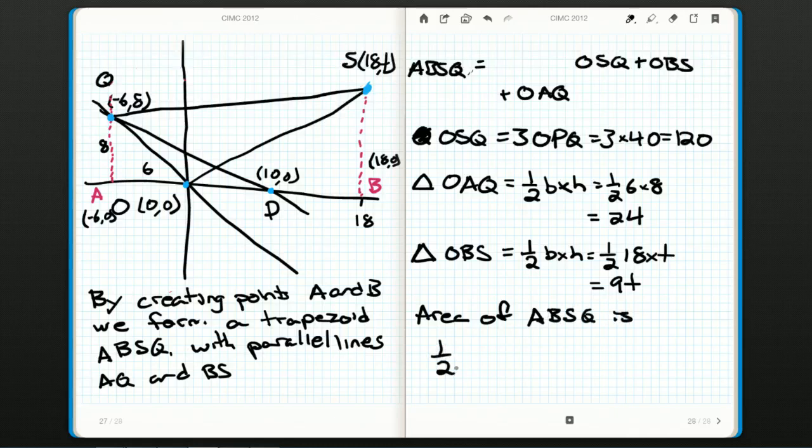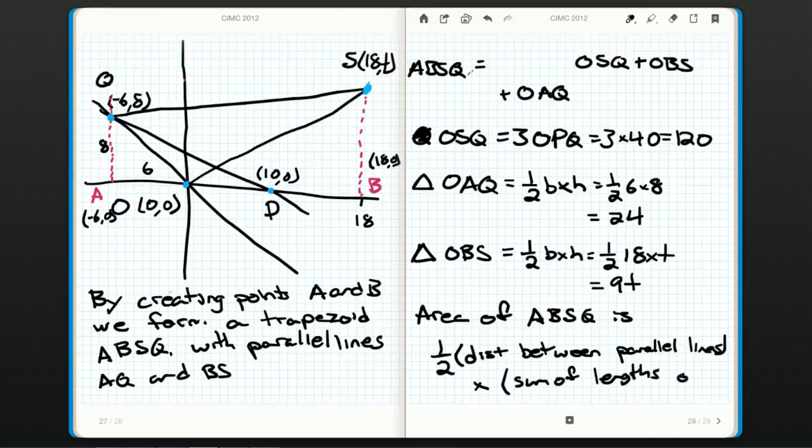Alright, so now it's 1/2 the height, so it's half the distance between the parallel lines, and the sum of the lengths of the parallel lines. Okay, so half the distance between the parallel lines, what is that? That's the distance from A to B. And we know what that distance is. It's 24. Okay, and the sum of the lengths of the parallel lines, well, this length here is 8, and this length here is T. Okay.